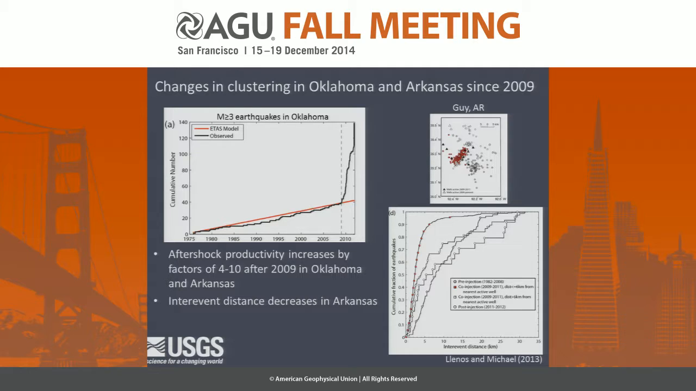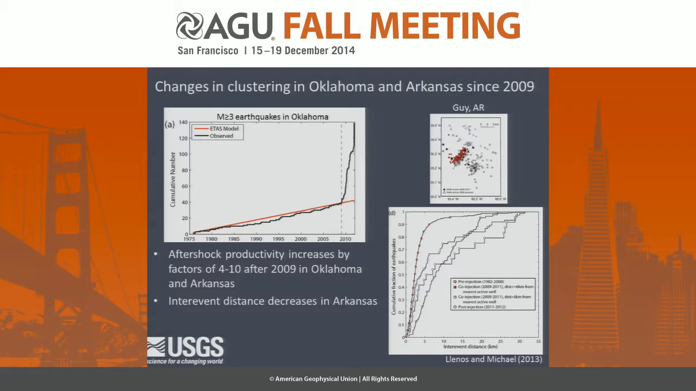And this is something we don't really observe when we try to do this kind of modeling with natural earthquake rate changes, so natural earthquake swarms. This is basically saying that a magnitude 4 earthquake that happened after 2009 triggered far more aftershocks than it would have triggered had it occurred before 2009. So this led us to suggest that this is perhaps an indicator of induced seismicity. The other thing that we observed was that the inter-event distances in Arkansas tended to decrease for earthquakes that occurred within about 6 kilometers of a wastewater injection well.